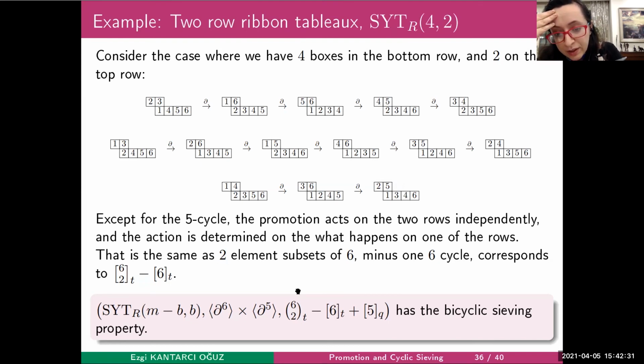And that means we have the original structure of the cyclic sieving, and instead of promotion, we can use promotion to the power of 5, because for cycles of order dividing 6, promotion and promotion to the power of 5 act the same way, at least orbit structure wise. And for the 5-cycle, we can think of this as the action of promotion to the power of 6.